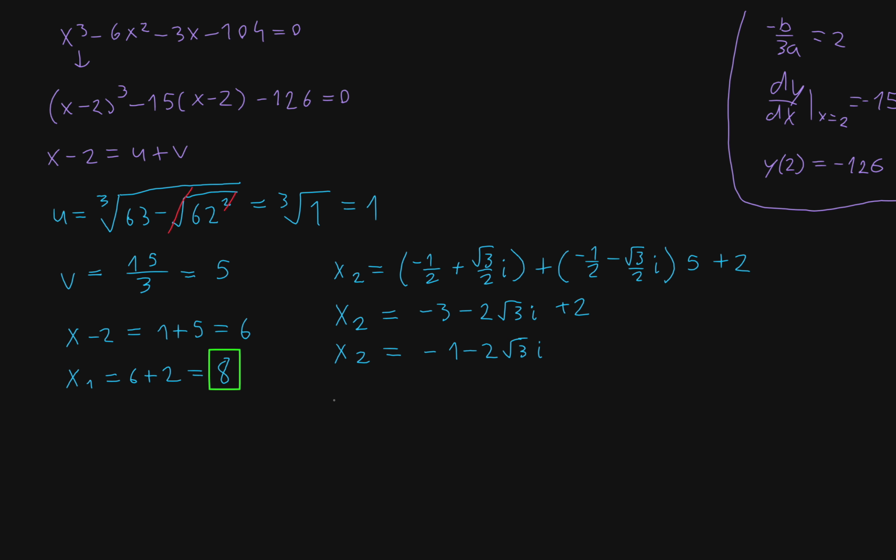Then for x3, I'm going to use the fact that these are going to be conjugates. The complex solutions always come in the form of conjugates, so this is just going to be the conjugate of x2, which is just going to be negative 1 plus 2 root 3i. So now we have all of our solutions. We have all of our solutions here. So that's the example where the discriminant is greater than 0. You have one real solution and then two complex.